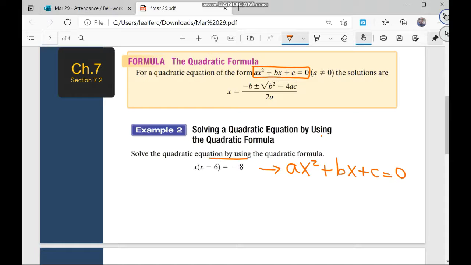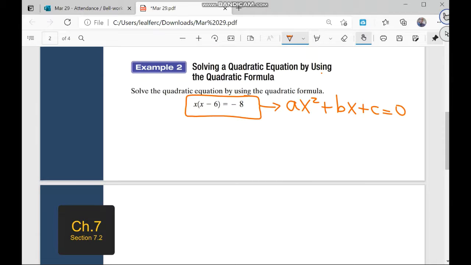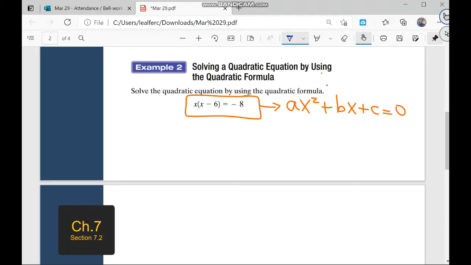But if you notice, this equation is not in the right form. We want to solve using the quadratic formula, but the equation is not in the right form. How can we do it? How can we solve it? The answer is we need to simplify.